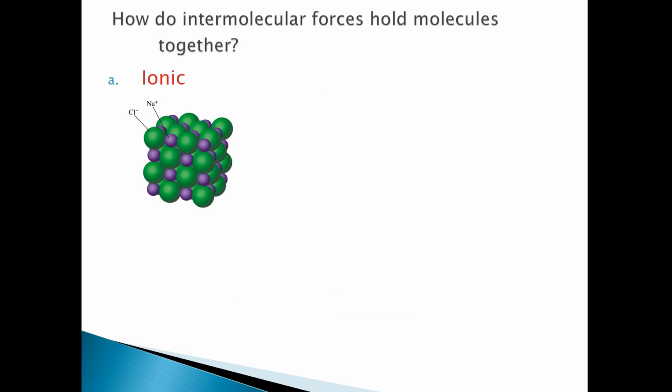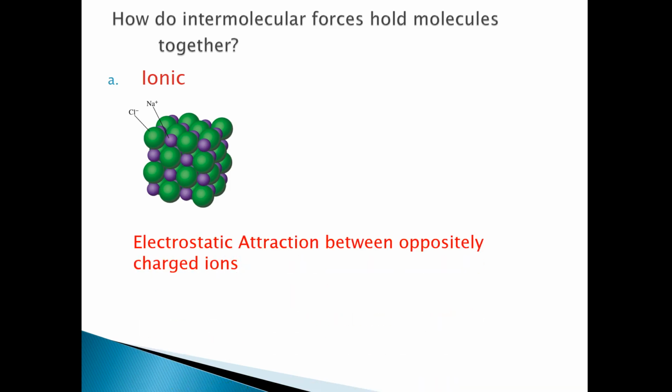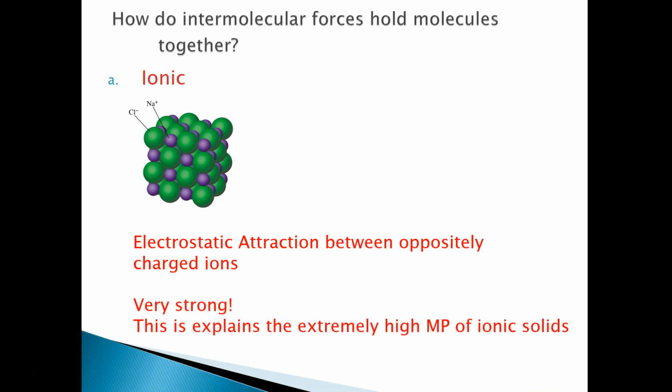All right, so let's look at all the types of intermolecular forces one by one. So the definition of ionic bonding is electrostatic attraction between oppositely charged ions. Because ionic bonds are formed by the transfer of electrons, which creates cations and anions, the cations and anions just stick together by nature of their mutual attraction to the opposite charges. Now these forces are very, very strong, and it explains why all ionic compounds are solid at room temperature and why they have extremely high melting points.